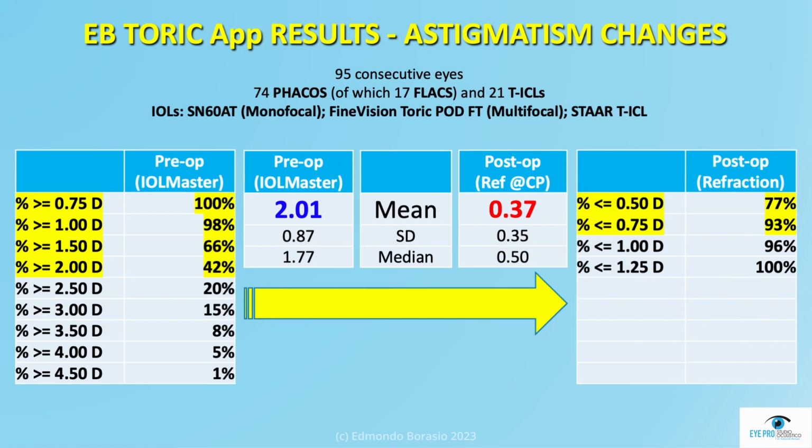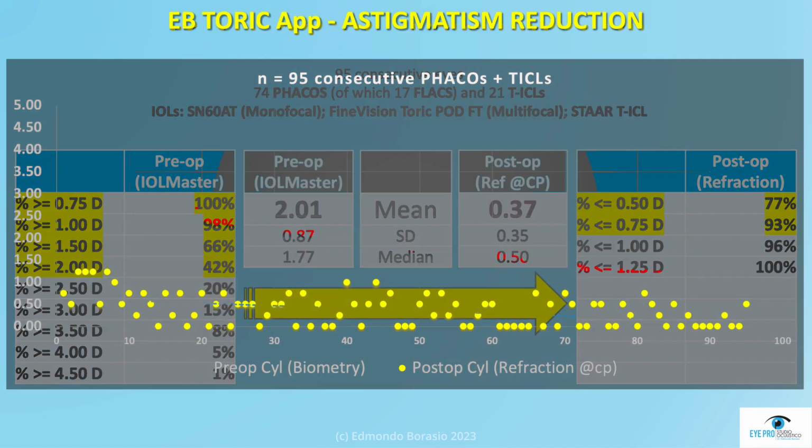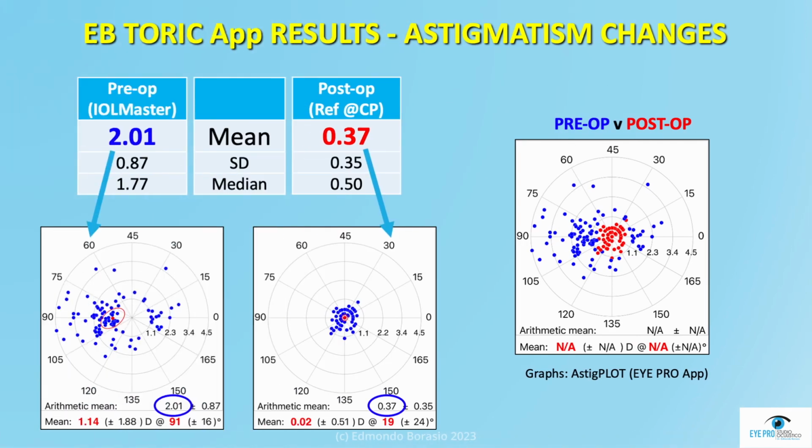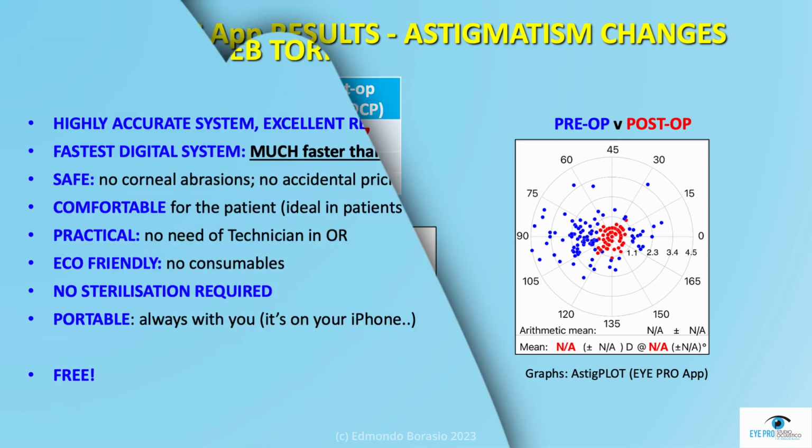An internal study performed on 95 eyes shows excellent reduction of the astigmatism using EB TORIC and shows the app being more accurate compared to manual techniques and similarly accurate compared to much more complex and expensive digital systems that are already on the market. Also, differently from these systems, no technician is required in the operating room, and no time is spent prior to the operation to perform any lengthy scans.